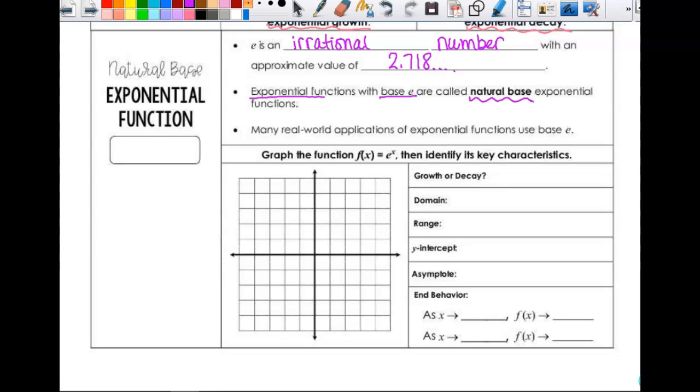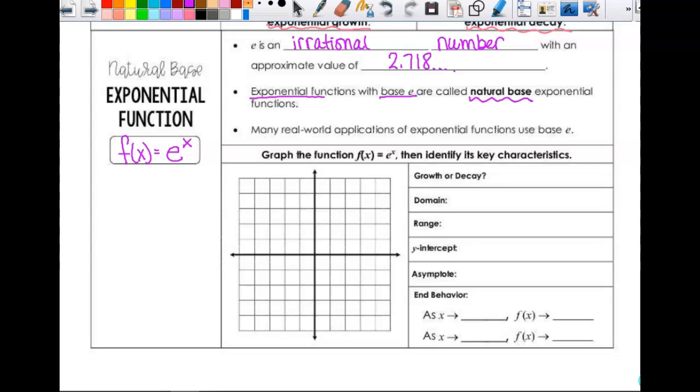So if I have e to the something, like if I have f of x equals e to the x. So e is just a number, so basically the b is e here. And many real-world applications of exponential functions use base e. Right. We are going to graph it over here and see what happens.